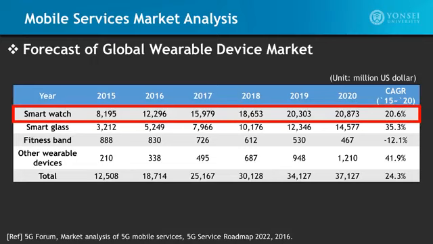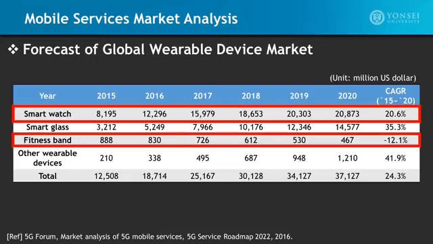You can see that the overall CAGR is at 20.6%. This is outstanding. This is a significant growth rate. But this comes at a slight reduction in the fitness band area. This is because smartwatches are getting so capable, so versatile, that the fitness band market is being reduced. So naturally, smartwatches include fitness band capabilities, and naturally, the fitness band market will reduce. However, the smartwatch will absorb it and grow consistently.